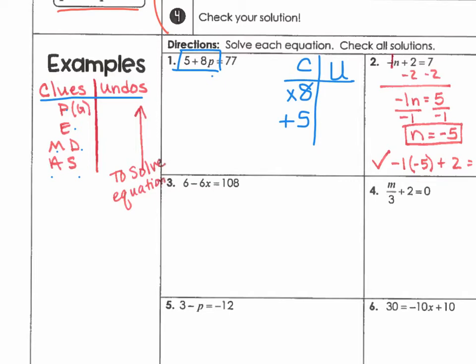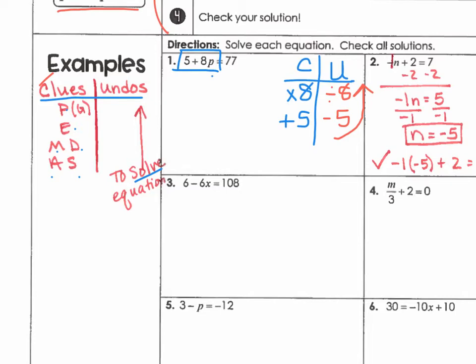All right, our undos is how we solve. So what would I do to solve this equation? Well, I do everything in inverse. I do everything backwards, right? So I'm going to subtract 5 because that's my inverse operation of adding 5. And second, we are going to divide by 8. So I'm going to do my inverse operations and I'm going to do them in opposite order of PEMDAS. Clear as mud, right? A lot going on.